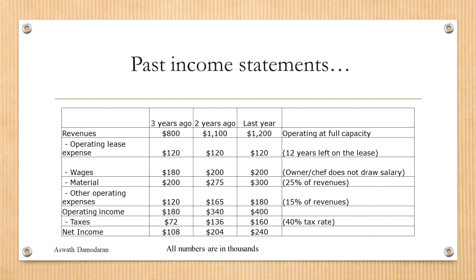Those are food materials. And other operating expenses, including utilities, the depreciation on cooking equipment, and so on, was $180,000, which is about 15% of revenue. That leads to operating income of $400,000, and after 40% taxes, the net income is $240,000.